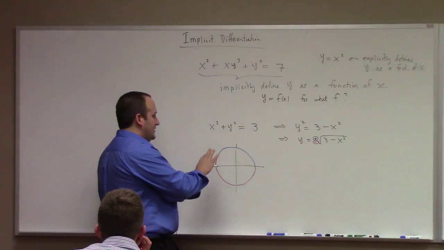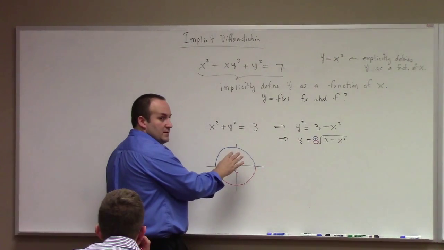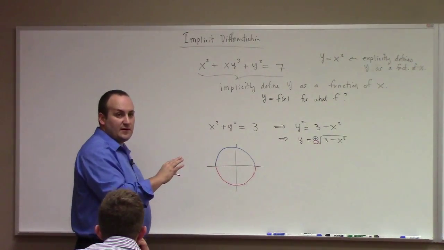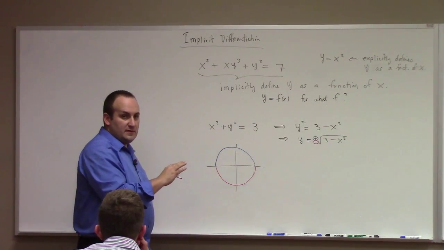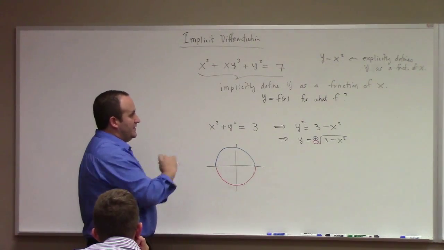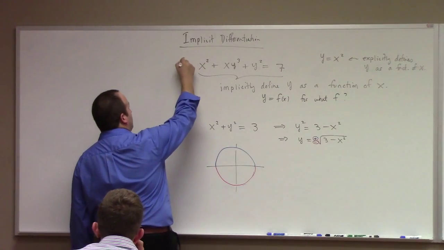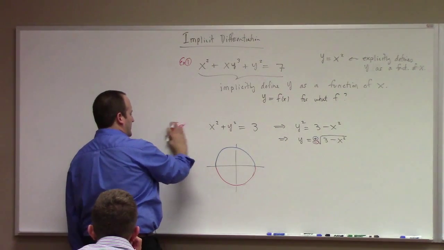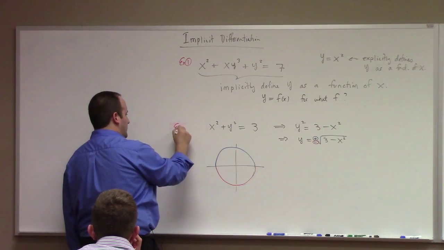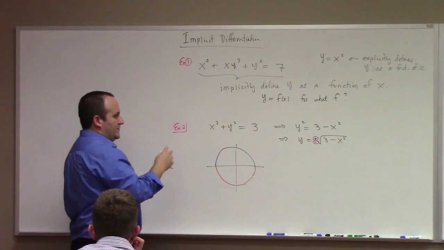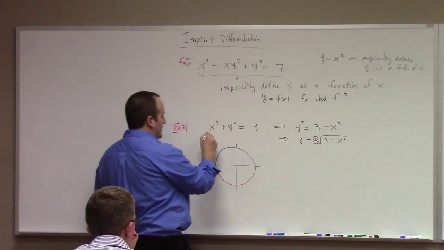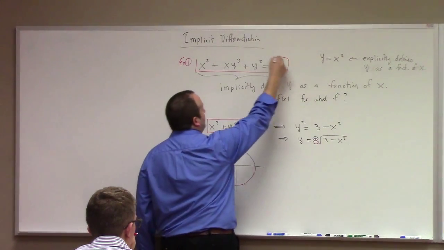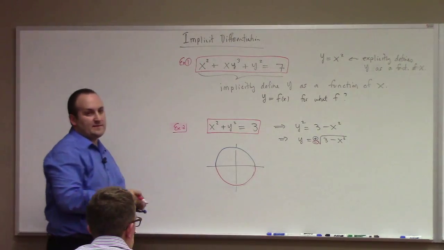So in fact, this circle is not the graph of a single function, it's the graph of two functions. Okay? So the first example, let me call this example 1, and I'll call this example 2. These are both cases where my starting point is some equation which implicitly defines y as a function of x.